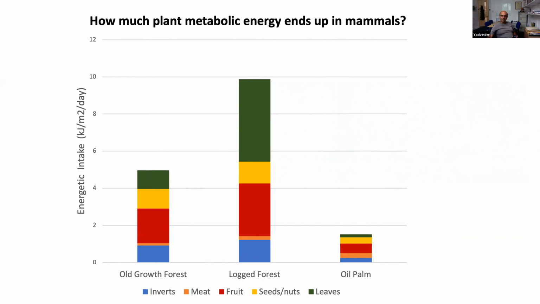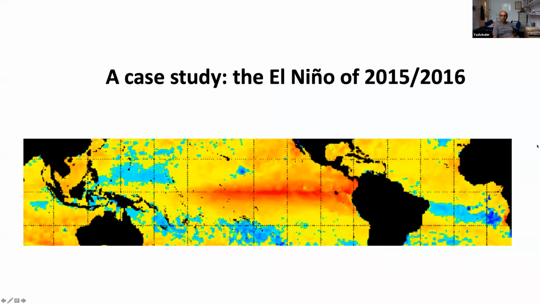So for both those two factors, we're seeing a huge increase in energy flow to higher trophic levels in the logged forest compared to the old growth forest, showing the value that there is in logged forest still in terms of supporting biodiversity and animal life. And when we get to the oil palm, there is much less energy flow overall in the oil palm system. So much less animal life can be supported in the oil palm system than compared to the logged and old growth forests.